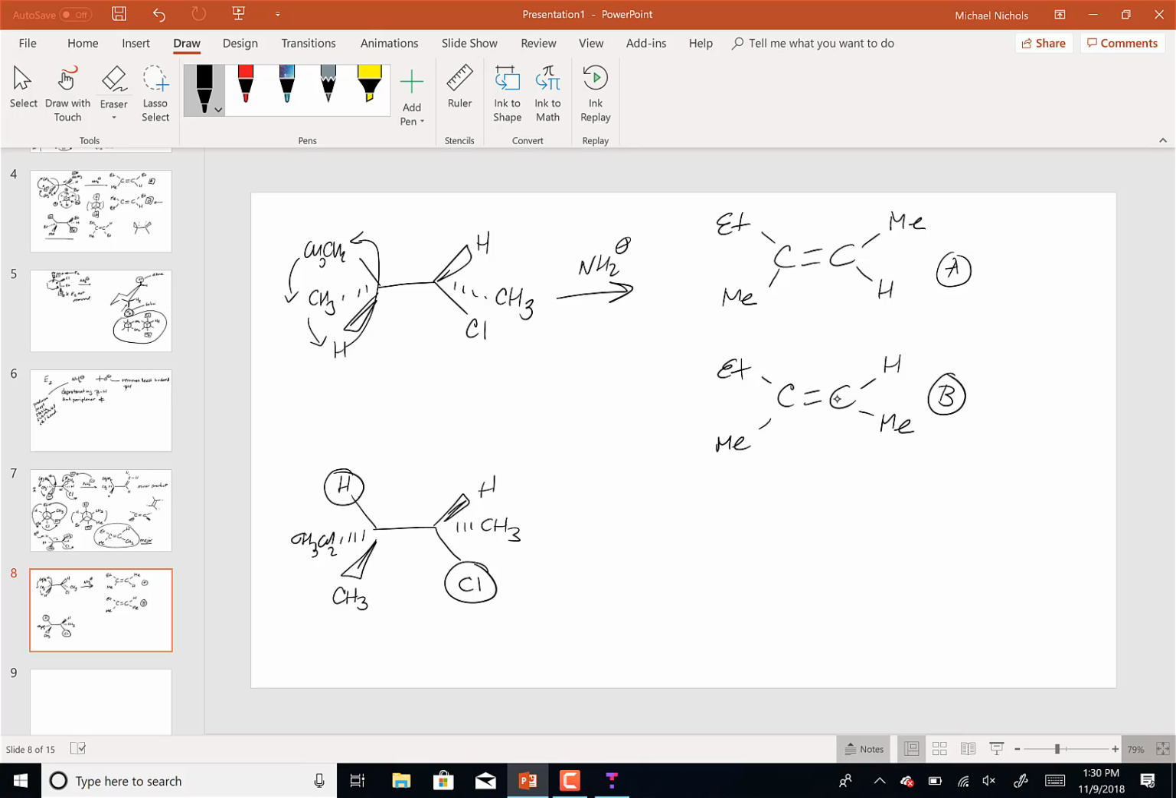Now, if it's E1, that'd be a whole other story. If it was an E1 where you could rotate around here because you basically have a carbocation, then the more stable product would be formed. But when we do E2, it's this geometry that dictates the final product, not the stability. You have to keep that in mind. So A is less stable, but it's still the major product.